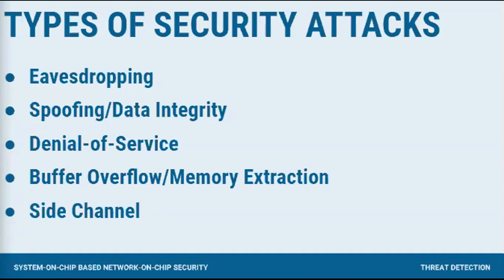The third one is the denial of service attack. This attack exhausts the network resources in an attempt to cause performance degradation, real-time guarantee violation, and reduction of battery lifetime as well. The fourth one is the buffer overflow or memory extraction attack. It's about gaining access to unauthorized privilege levels and memory locations. We talked about how it can affect the stack buffer in the system on chip last week. The final one is the side channel attack. It mounts attacks by utilizing non-functional properties such as time, power, and electromagnetic radiation.